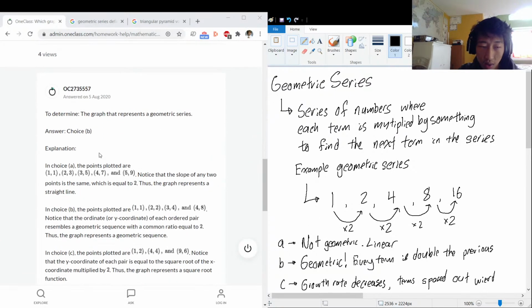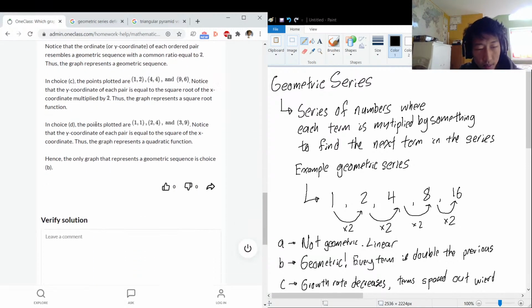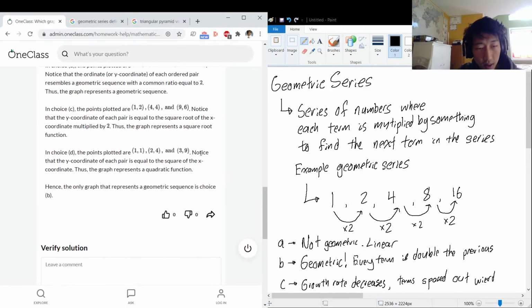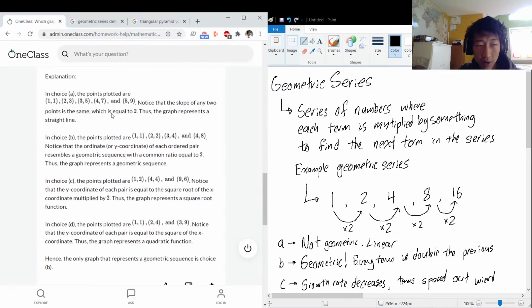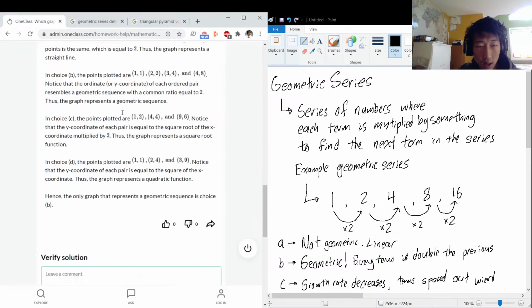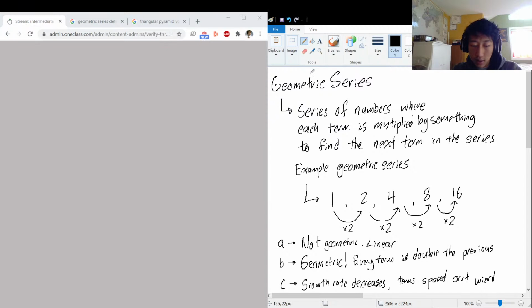Sounds good? Okay, so here in the answers, we got a choice B. I think the above solution is correct. Yeah, the above solution is correct. They disqualified everything that's not B. So, the above solution is correct. Awesome. So, we can move on to the next question on the menu.